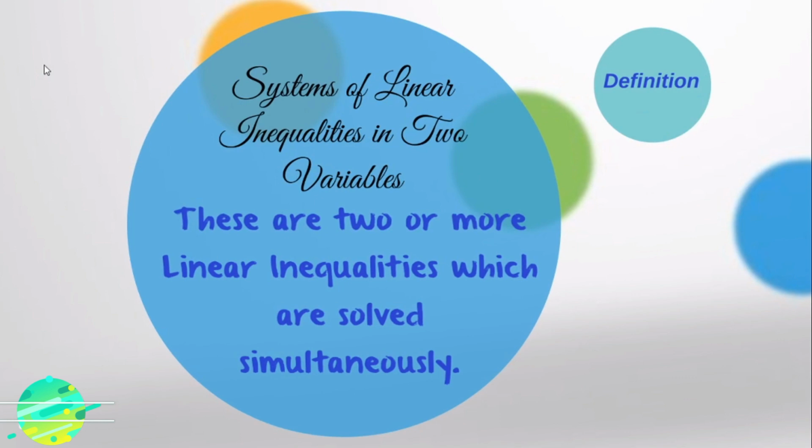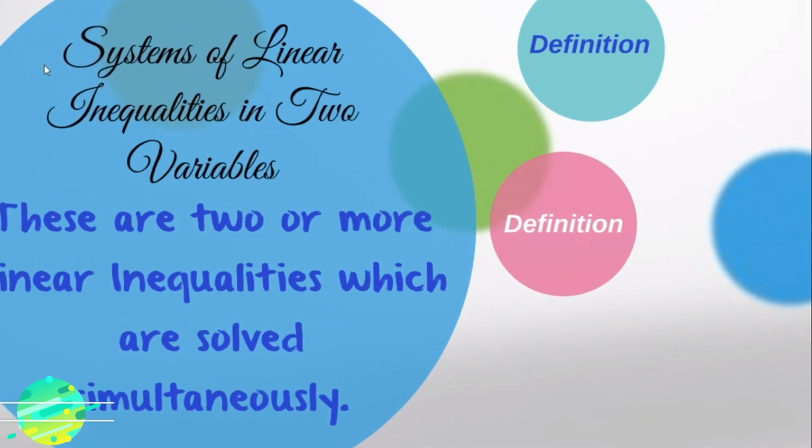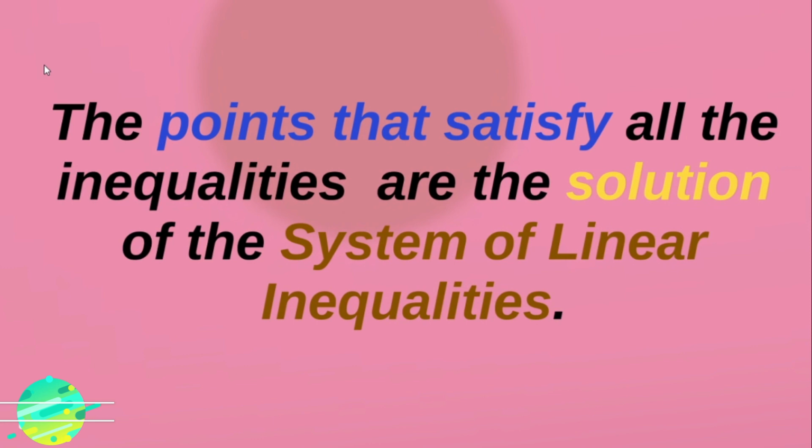Now let's define systems of linear inequalities in two variables. These are two or more linear inequalities which are solved simultaneously. And the points that satisfy all the inequalities are the solution of the system of linear inequalities. Again, the points that satisfy the inequalities, which means kapag nag-solve kayo at nag-true siya or nag-satisfy sa linear inequalities, that is what we call the solution of the given inequality.